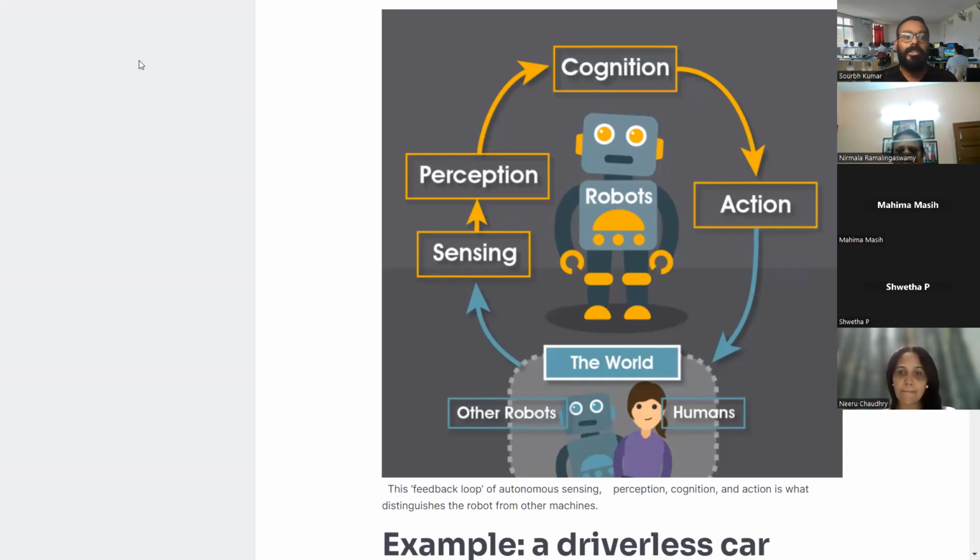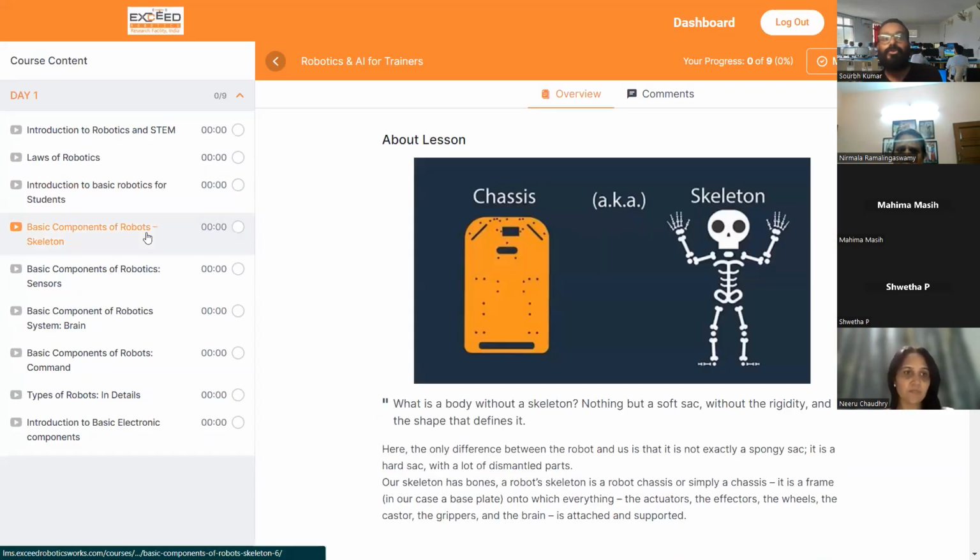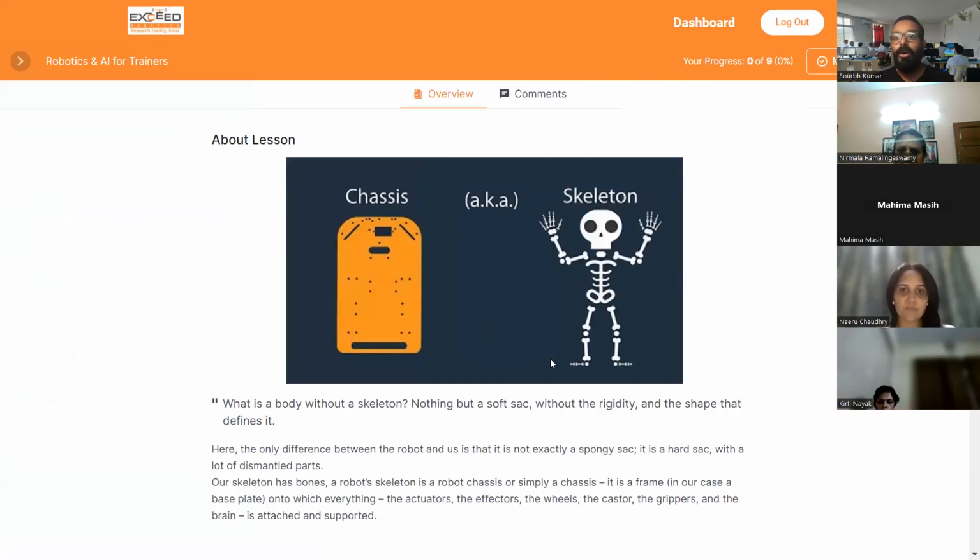And action, obviously. If a motor starts running on its own, then yes, the cognition ability is helping the motor turn in a clockwise or anti-clockwise direction. It will do that. So the introduction will be different for students to have. And if we talk in terms of the basic building blocks of robots, yes, the skeleton part.